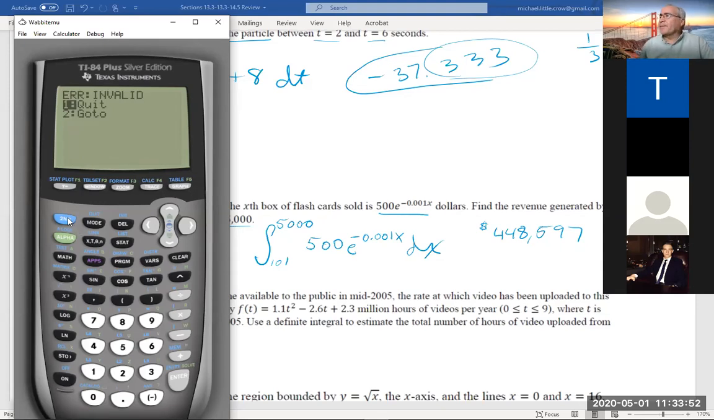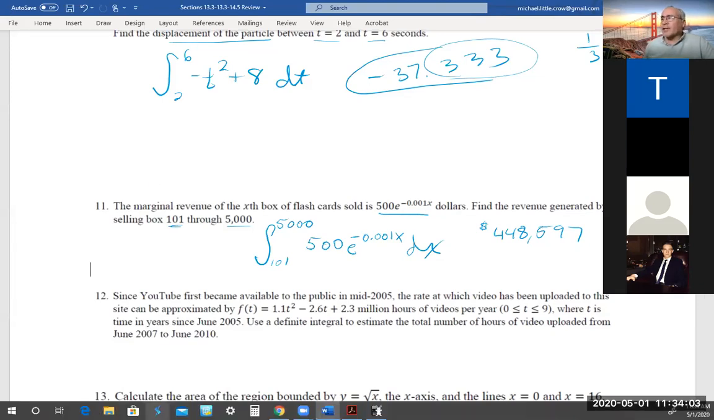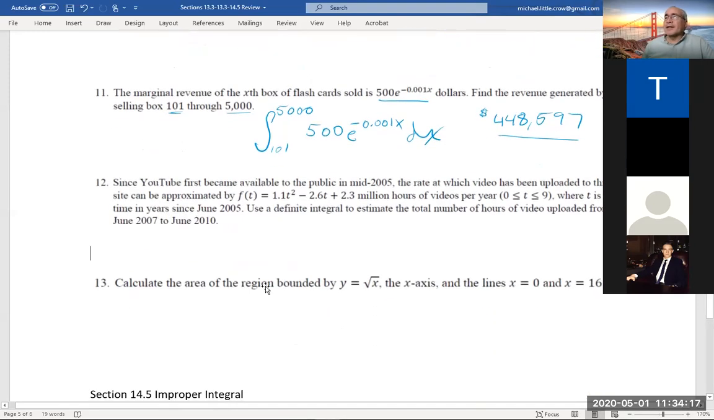And the reason we could do it this way is because it was asking for revenue, and the answer gives it rounded to the nearest dollar anyway. So we didn't have to worry about trying to make it exact. Okay. So that's a nice little revenue for selling some flashcards. Okay.